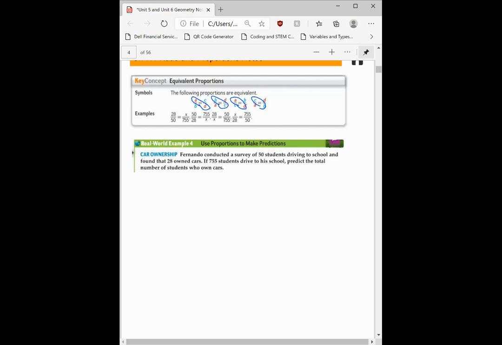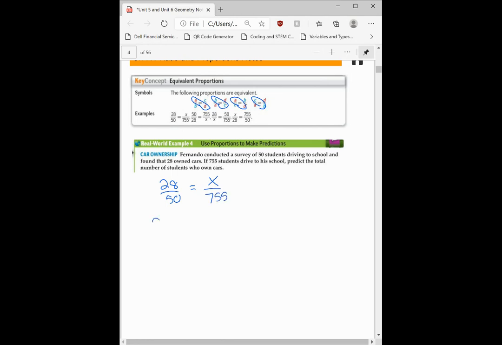So let's look at a real world problem. Fernando conducted a survey of 50 students driving to school and found that 28 owned cars. If 755 students drove to school, predict the total of people who own cars. So we need to set up the proportion 28 over 50. That's his first survey that he conducted. And then x over 755, because we don't know how many drivers and we're trying to find that.